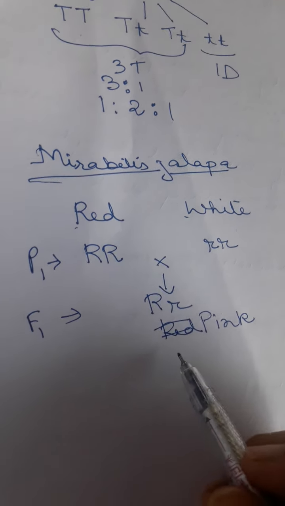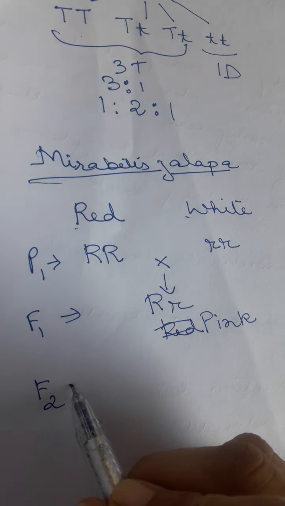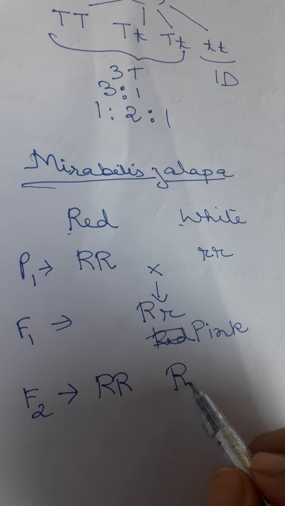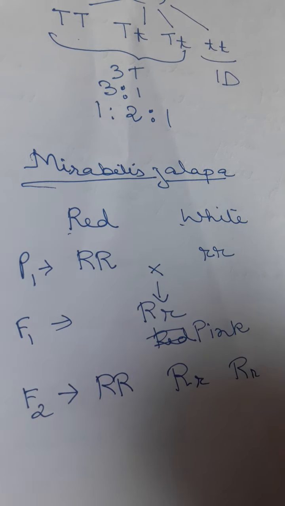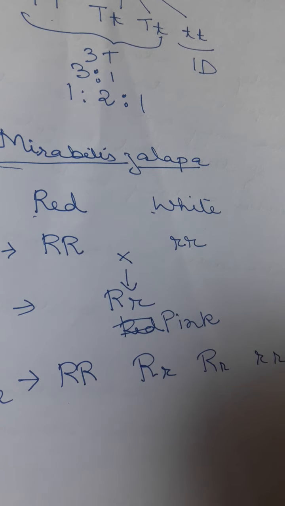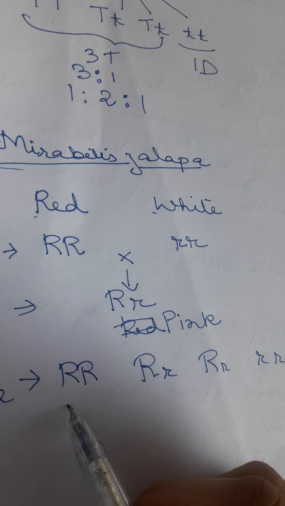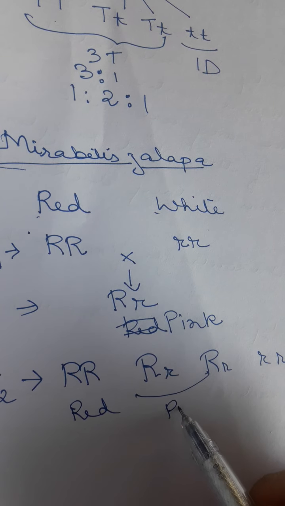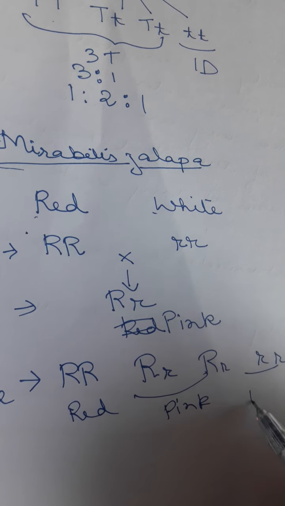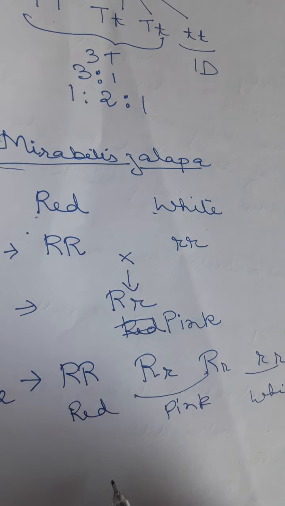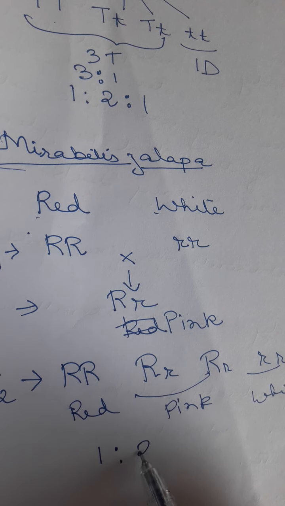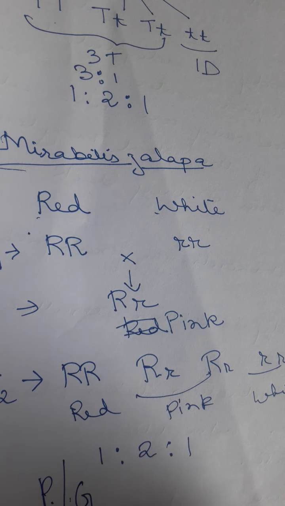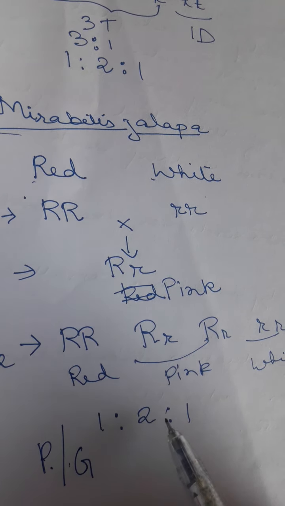Again this was selfed and the F2 generation was obtained. So what will we get? Capital R capital R, capital R small r, capital R small r, and small r small r. This will be red, these two will be pink color, and this will be white. That's why we will get a ratio of 1:2:1. That means the phenotypic and genotypic ratios are both 1:2:1.